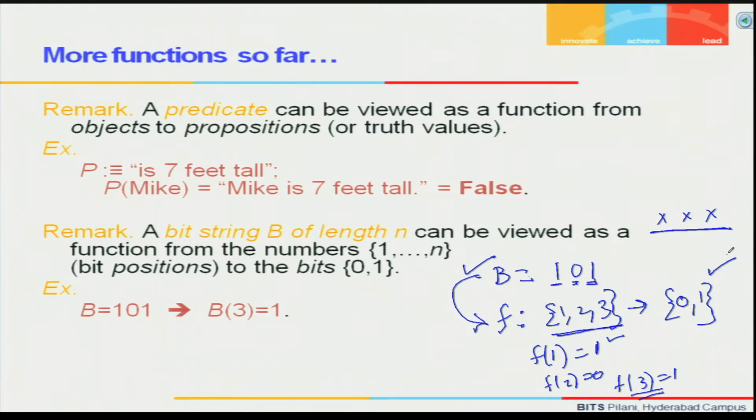Why we are seeing this is, all these are basically discrete objects. Whether you say it is a predicate, whether you say it is a bit string, whether you say function, all these things, when you say set, all these things are discrete objects. So what I want to make here is, though they look like different objects, actually one can be replaced by the other.